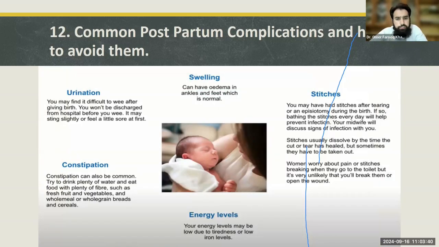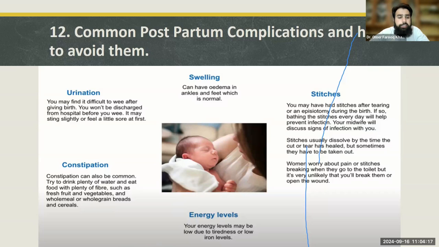So there is difficult urination, and there is constipation. Almost every second mother, more than 50% of women, experience constipation immediately after delivery. And the problem with the constipation is the woman is not taking plenty of fiber. She's not taking fresh fruit. She's not taking vegetables, and there are many food taboos that you cannot eat this fruit, you cannot eat this vegetable, you cannot eat that thing, you shouldn't go near that thing, and all of these things.